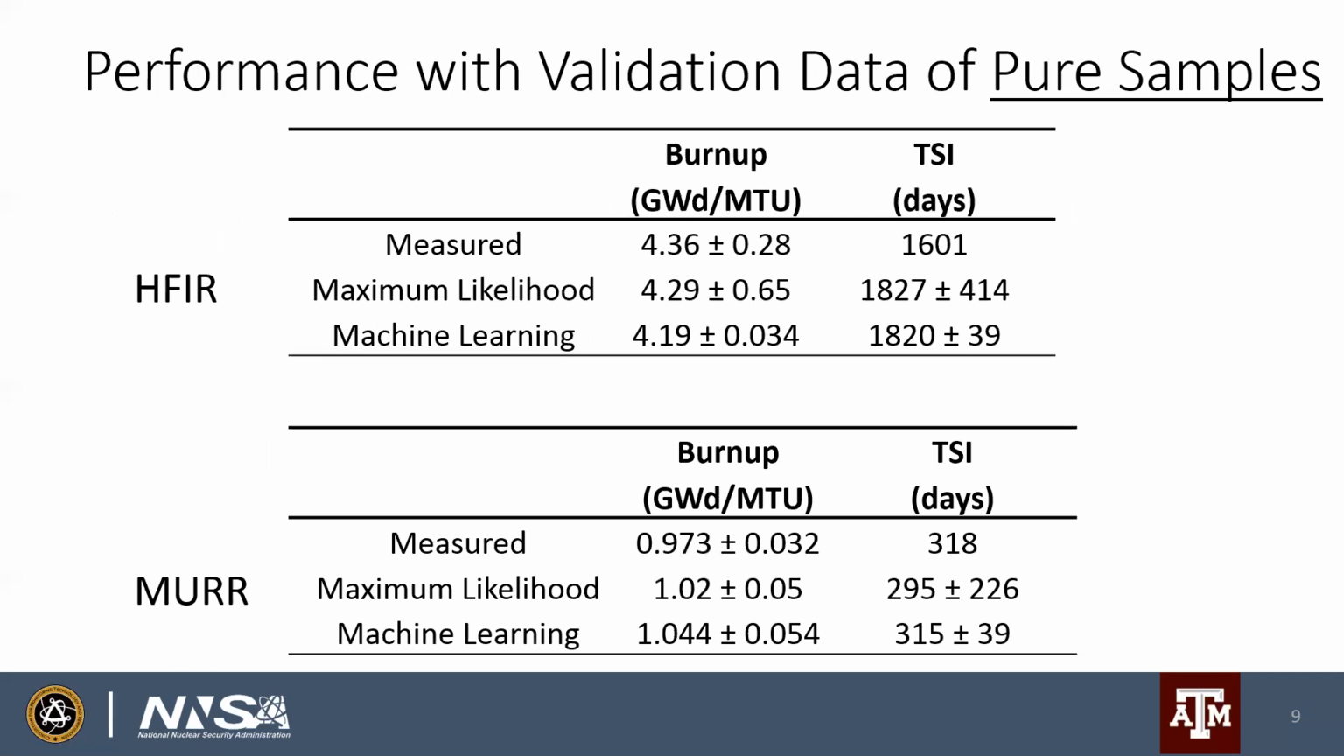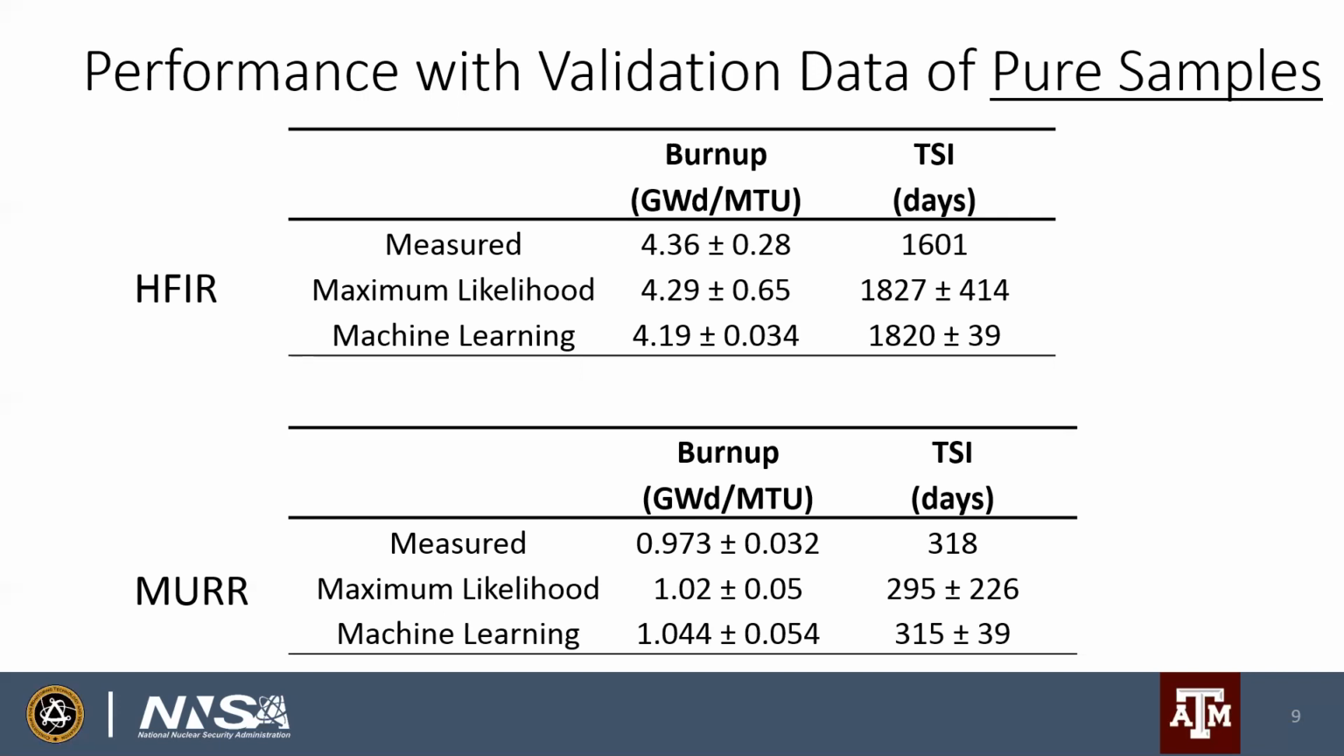So I talked about how we have some validation data, and here is how the models performed with that validation data for both HIFER and MER. So for both of those tables, we have what was measured, we have what was predicted by the maximum likelihood, and what is predicted by the new machine learning approach. And important to note, we're not looking to best the maximum likelihood in this case. We were satisfied with the maximum likelihood's performance for pure samples.